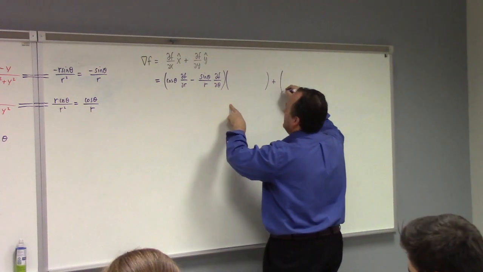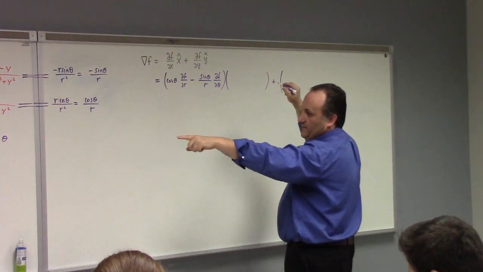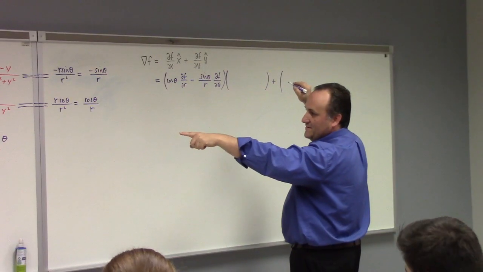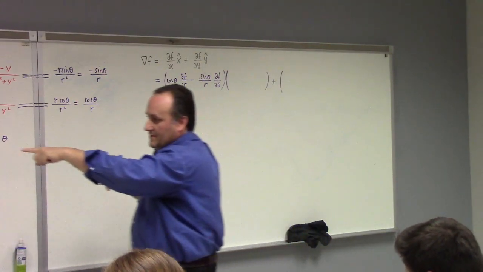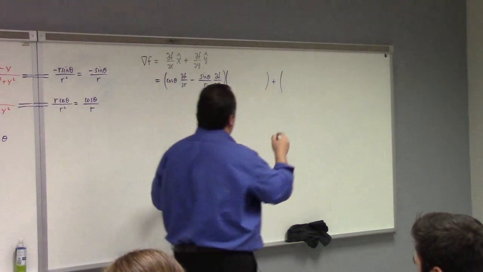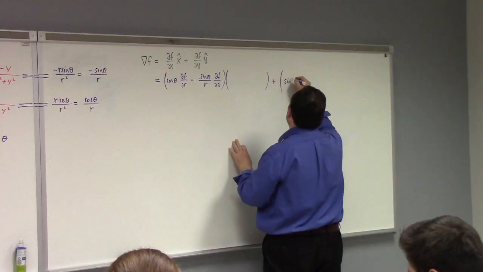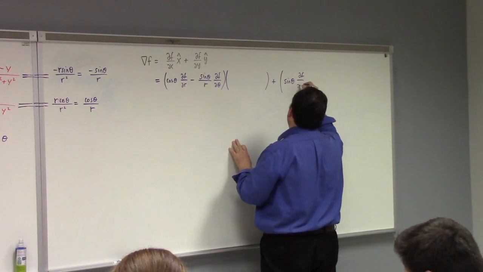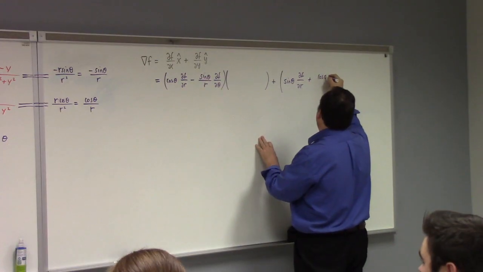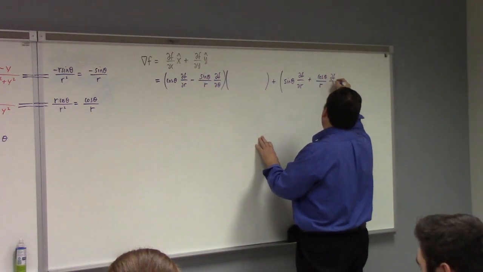And then partial f partial y, well, you guys help me out. I can't read from here. It's sad but true. What is partial f partial y? Sine theta partial f partial r, plus cosine theta over r partial f partial theta. Yep. All right, great.